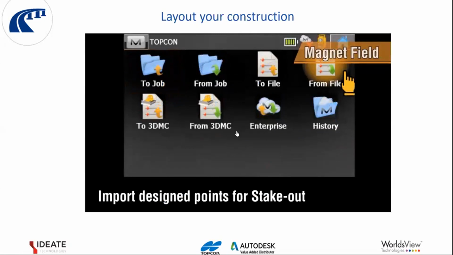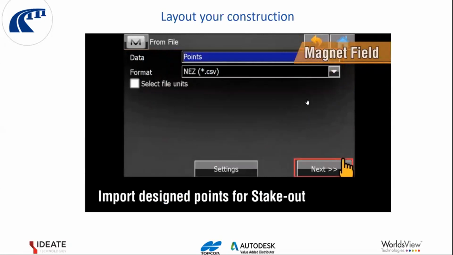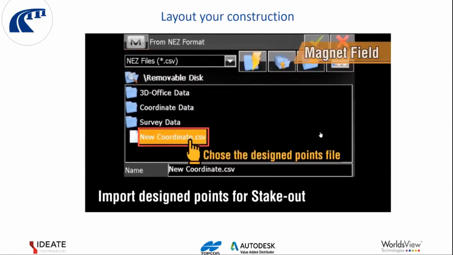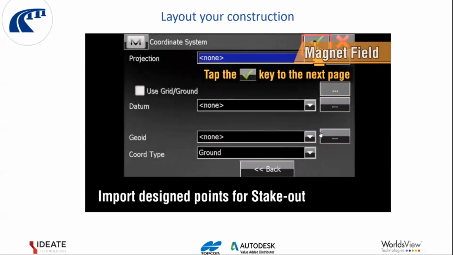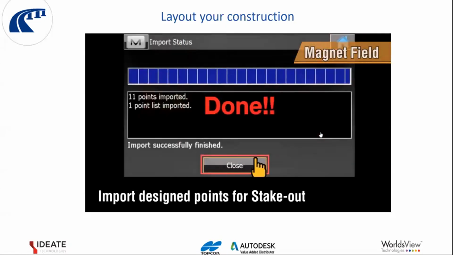Here we have different options, and you get to confirm the data format. Then you choose the file from where you want to get the coordinate points to stake out. Once you have successfully imported your coordinates, you are ready to start staking out.